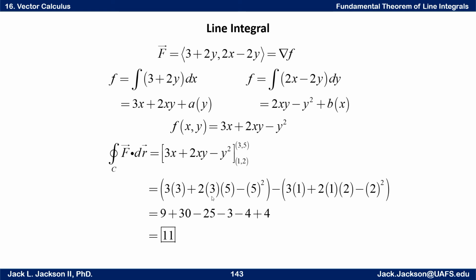And let's see, that's 9, that's 30, minus 25, minus 3, minus, makes that minus 4, and the 2 minuses make that plus 4. So the 4's cancel. Negative 25 and negative 3 is negative 28, plus 30 is 2, plus 9 is 11.